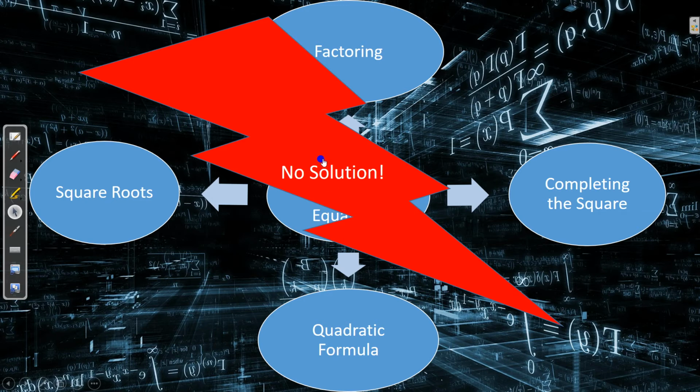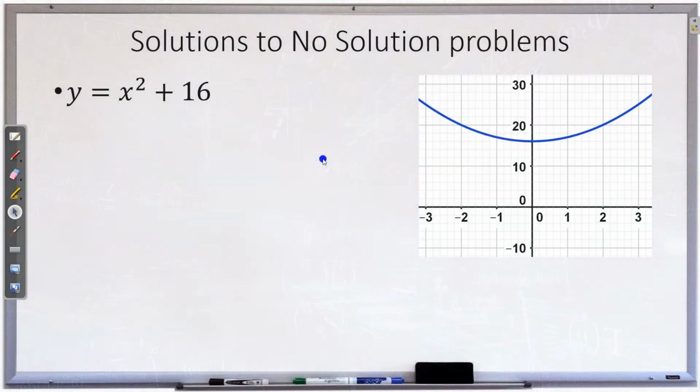So let's take a look at a very simple example of this and then what math does to work around it. So here we have a fairly basic no solution problem. Over here we have a nice graphical representation. So here is the parabola. It obviously has no x-intercepts. So that means there are no solutions.